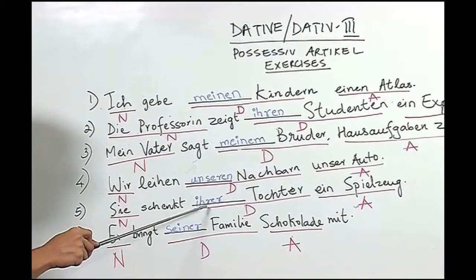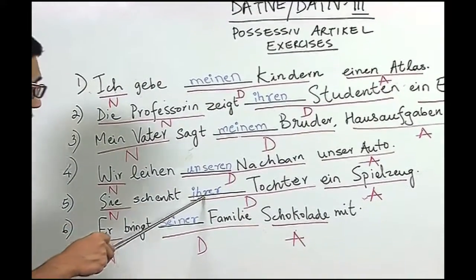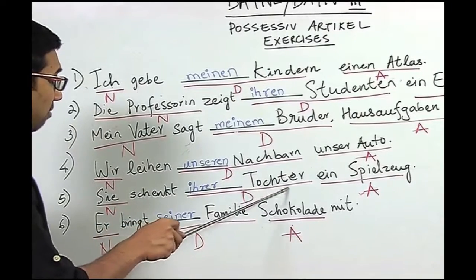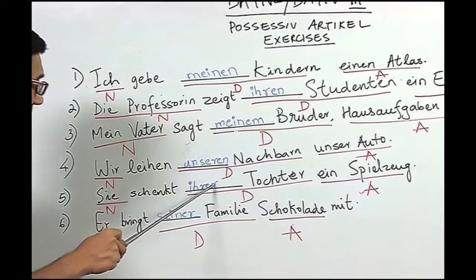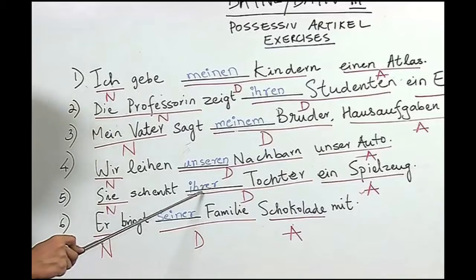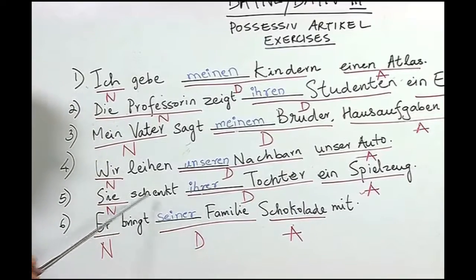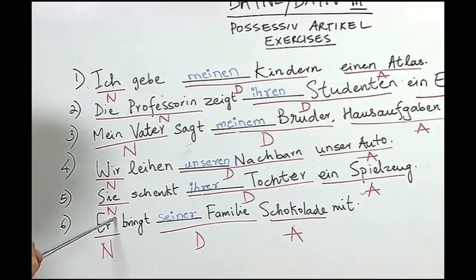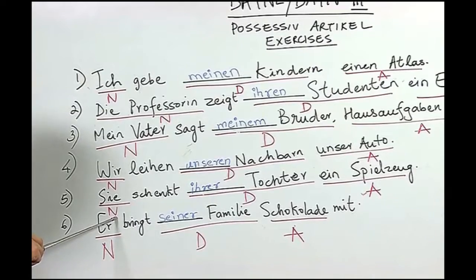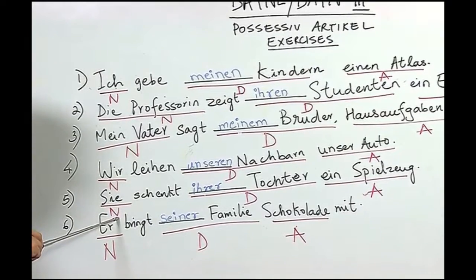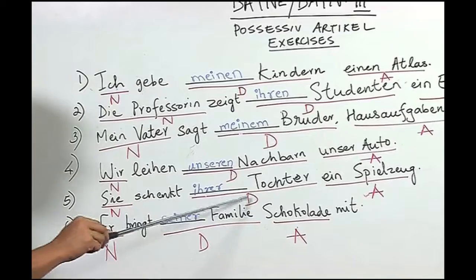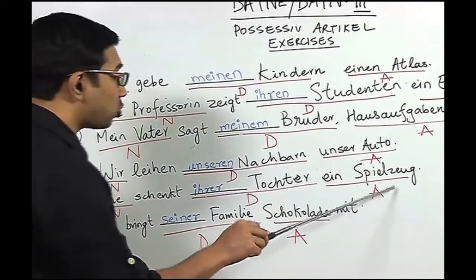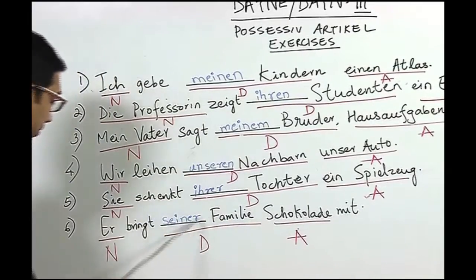In sentence number 5 also, the student correctly identified that from the third person singular pronoun sie, the possessive article needs to be made based on the noun here, which is the doctor. In dative it becomes their doctor, and the possessive article becomes ihrer. The student also wrote the correct parts of the sentence: nominative for sie, dative ihrer Ärztin, and ein Spielzeug, which is accusative.